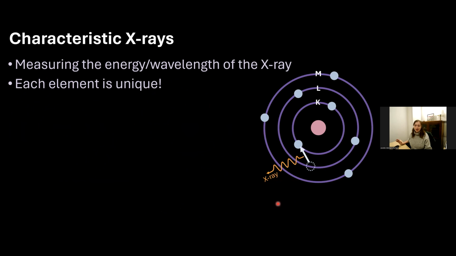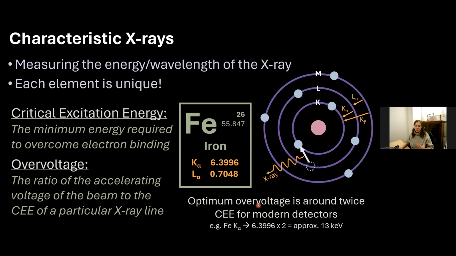The reason that's really cool is that every element is unique. We can use these X-rays to work out what different elements are. Wizardry happens in the computer to then work out what your compositions are in terms of percentages of individual elements, which is really useful. But this all relies on critical excitation energy. So it's the minimum energy required to overcome electron binding.